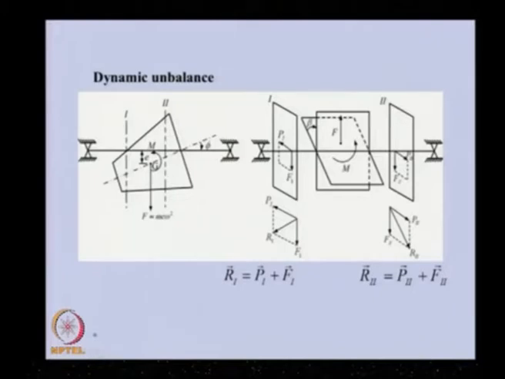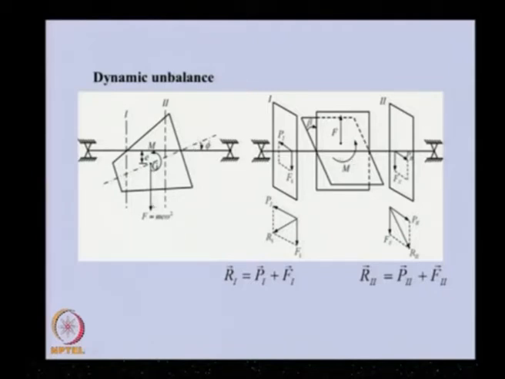Now, when we are talking about the dynamic unbalance, we have not only the offset of the center of gravity from the axis of rotation of the bearing, but tilting is also there. And in this particular case, the offset of the center of gravity and the tilting, these two planes may be different. This point will be more clear here.